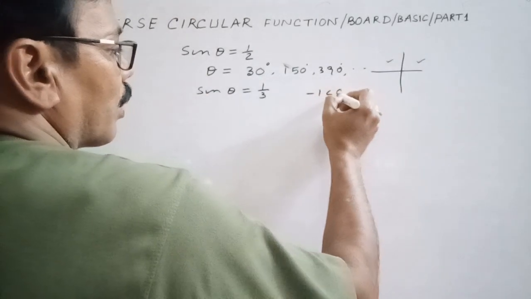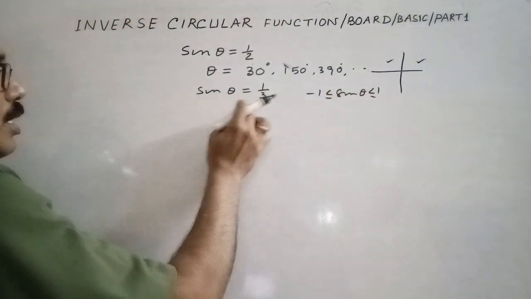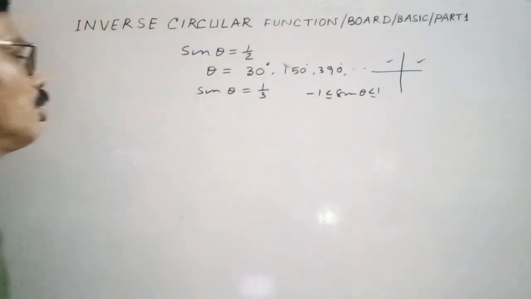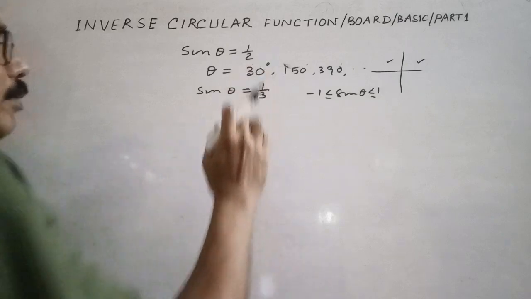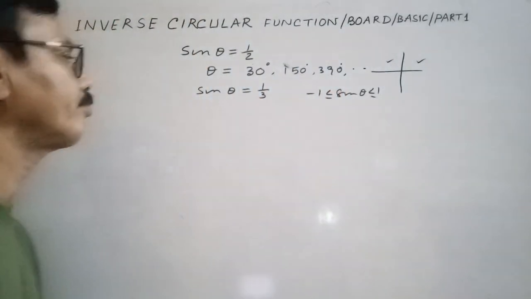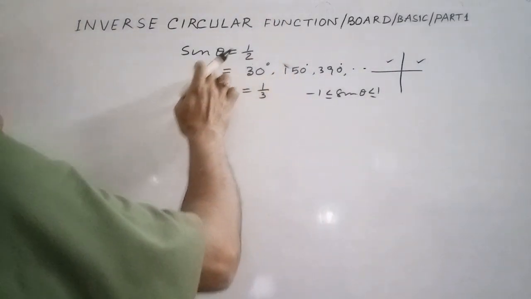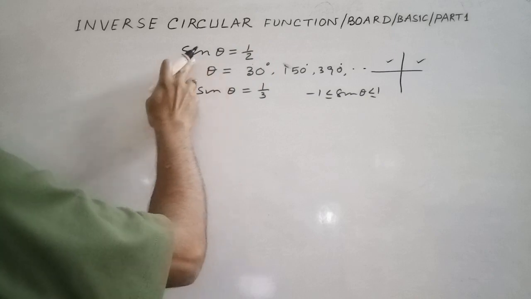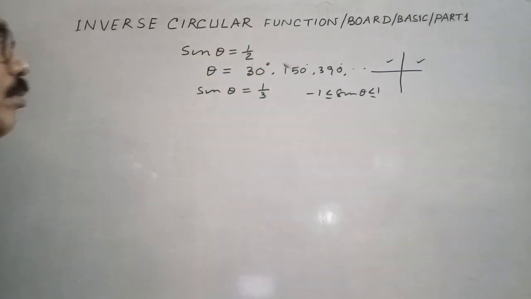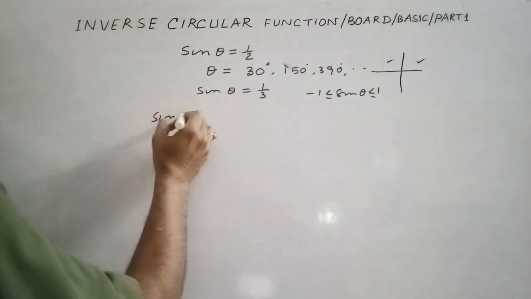you know sin theta lies between minus 1 and plus 1. So, this is a possible value, but we cannot find the value of theta without using a trigonometric table. So, what is sin theta equals half? Sin theta equals half means sin 30 equals half. Sin theta equals half, what does it mean?